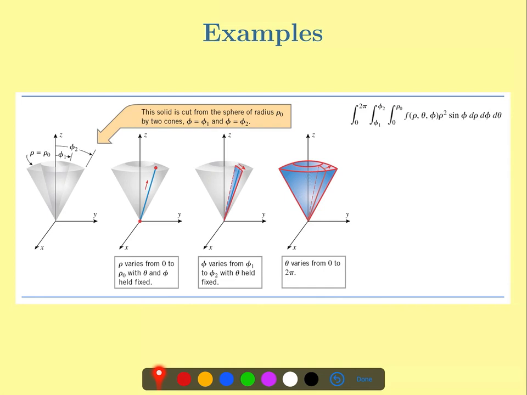And when we set this up, theta goes from 0 to 2 pi, phi goes from phi 1 to phi 2, rho goes from 0 to rho sub 0. And as always, rho squared sine phi d rho d phi d theta.